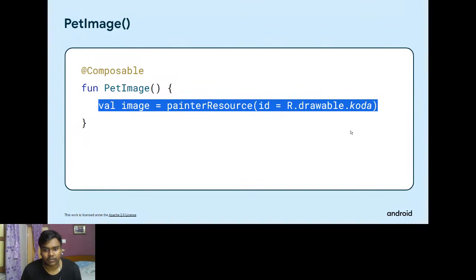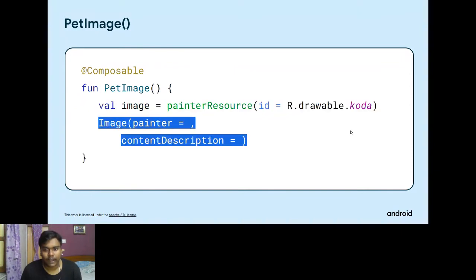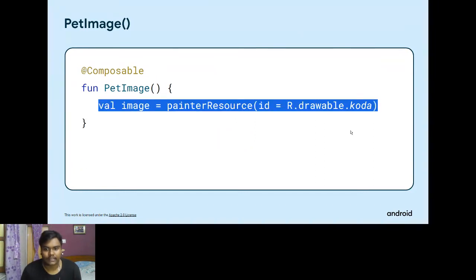And we set image to painter resource, which loads a drawable resource image and takes the resource ID as an argument. So painter resource is actually an inbuilt function. What it does is that it takes the ID as an argument. So just like other functions, it is also an inbuilt function, so it requires an argument to access its inner parameters. So we have to pass R.drawable.coda as the argument to painter resource to load the photo of coda.